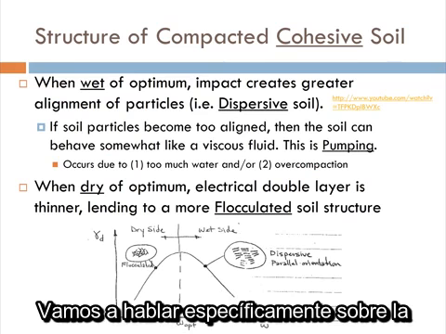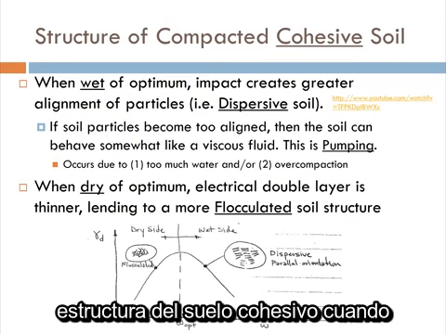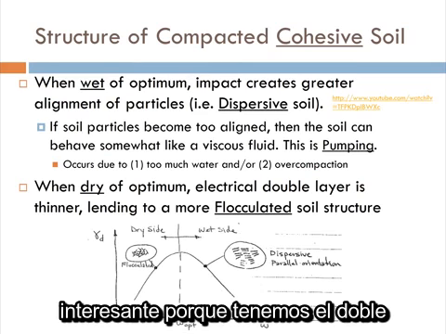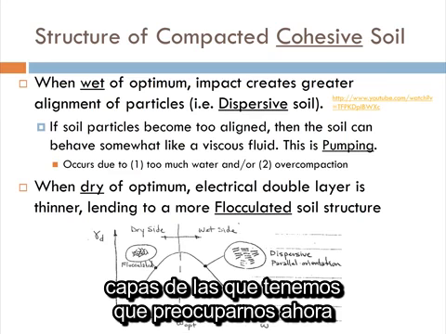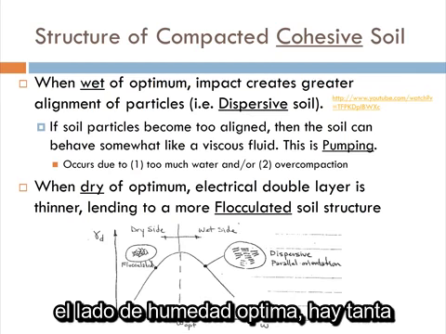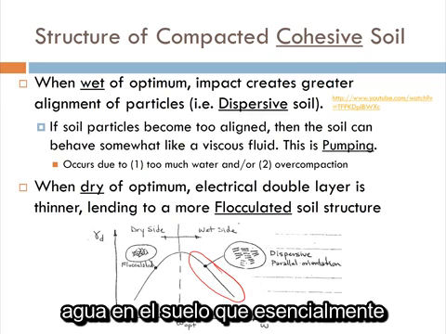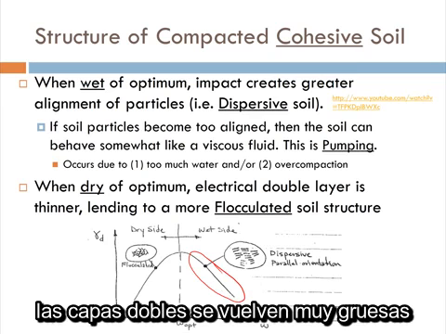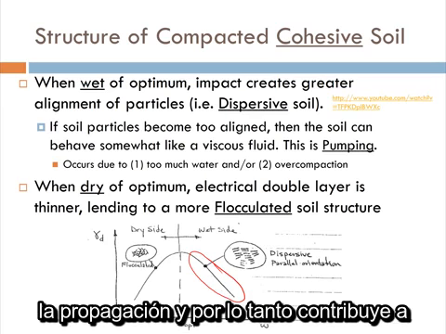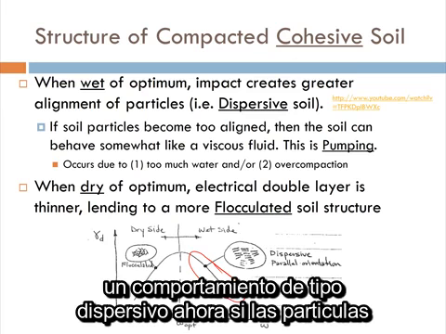So let's talk specifically about the structure of cohesive soil when we compact it. Now, cohesive soil is interesting because we have the double layers that we have to worry about. When we're on the wet side of the compaction curve, so that's over here, wet of optimum, there's so much water in the soil that essentially the double layers get really thick and the clay molecules get dispersed and spread. And so it contributes to dispersive type behavior.